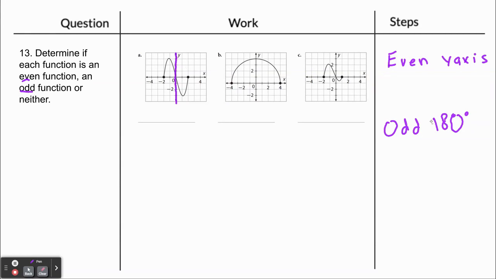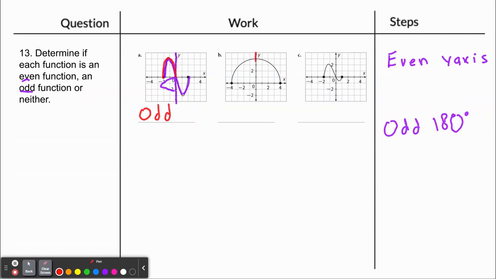But when we're looking for odd, remember, if we took this hump right here and we flipped it 90 degrees, it looks something like this. If we flipped it 180 degrees, then it would actually land right on top of this one here. Same idea with this bottom hump. If we flip that 180 degrees, it would land right on top of the top left piece right here. So if we flip this 180 degrees around the origin, it would be the same. So that tells me that this function is odd.